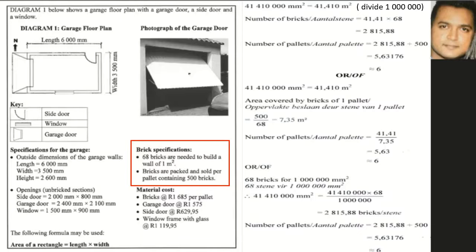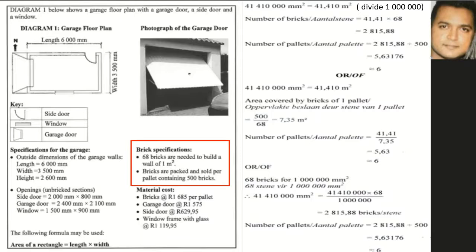Learners tend to round off immediately, but it's important to round off towards the end, towards what is exactly required. It's important to carry your decimals through and only at the end round off according to the context in which you are speaking. So we carry this forward, and we know that we are using 2,815,88 bricks, but from the information in the red box we know that there are 500 bricks per pallet. So we need to know how many pallets we are using. All we do is take the total amount of bricks, 2,815,88, divided by 500 per pallet, and it will give us the number of pallets that we need.